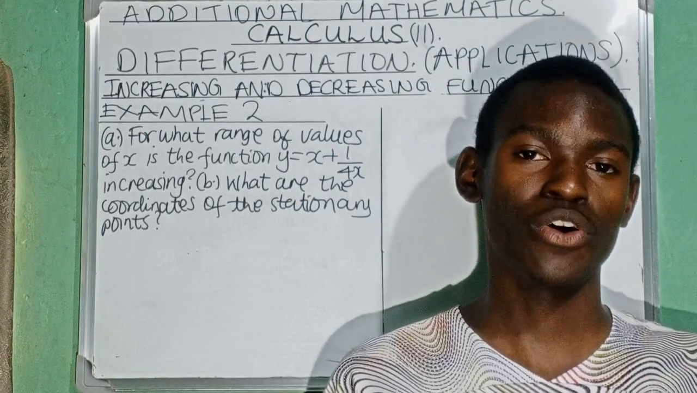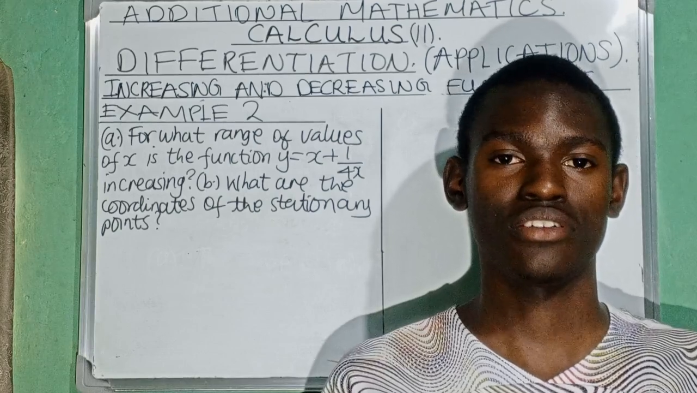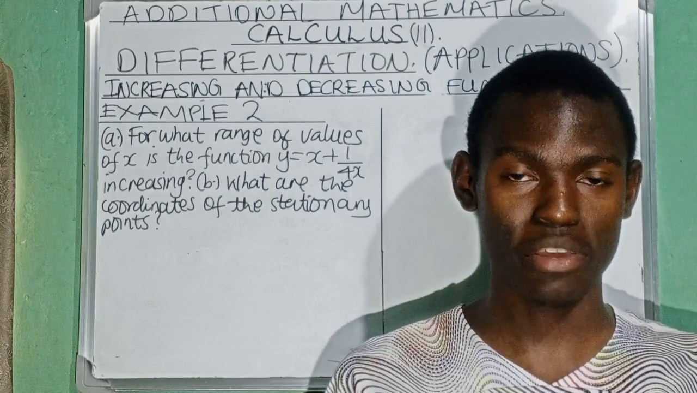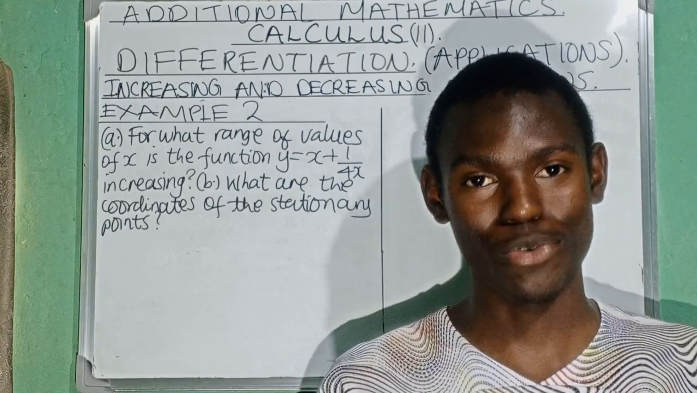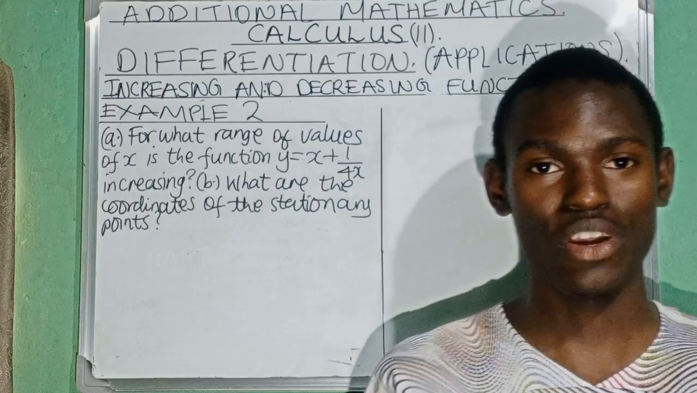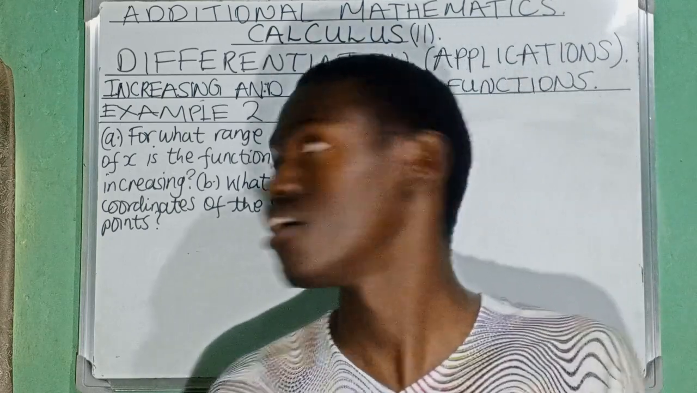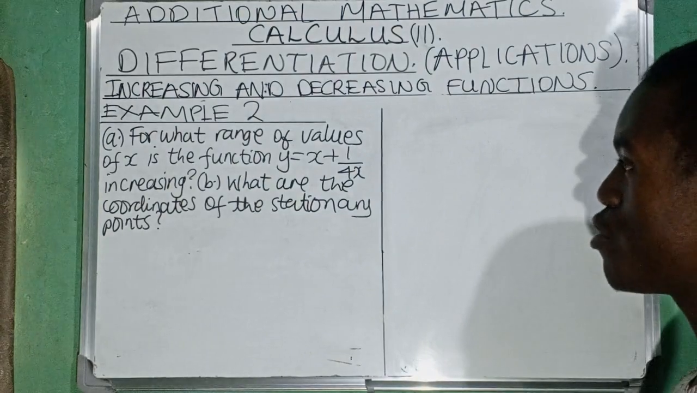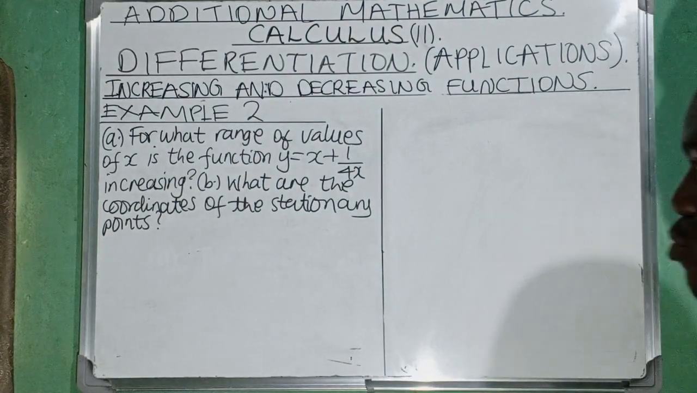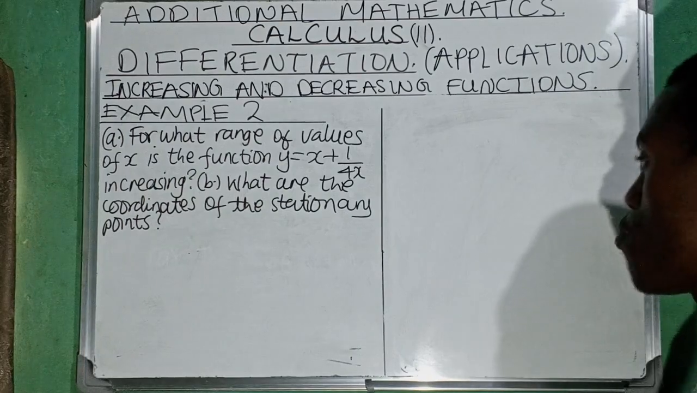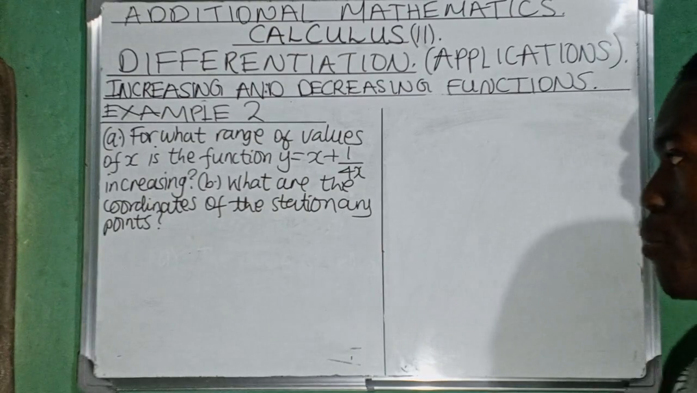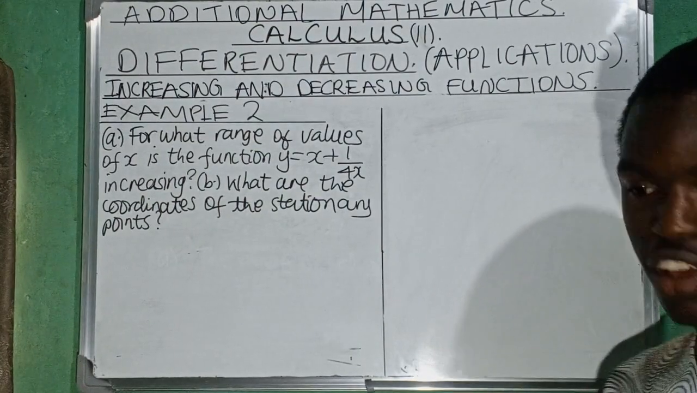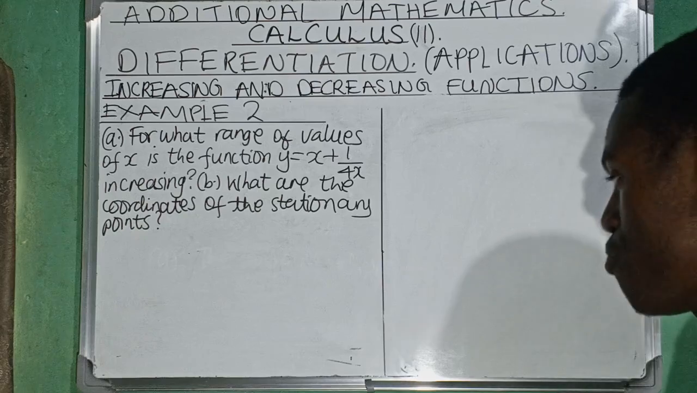Now, in this video, we are continuing. We are still looking at Calculus 2, applications of differentiation. This is example number 2, which reads, we are starting with question A. For what range of values of x is the function y is equal to x plus 1 over 4x increasing? That's question A. Then B, what are the coordinates of the stationary points?